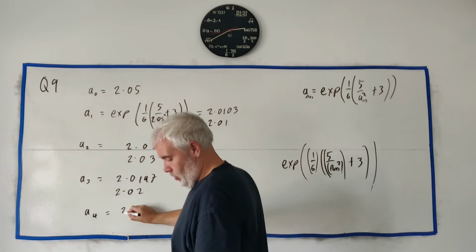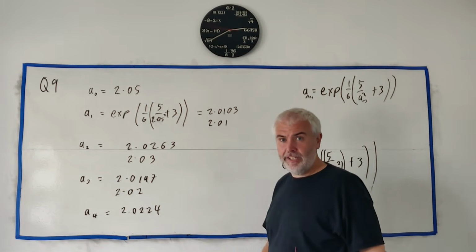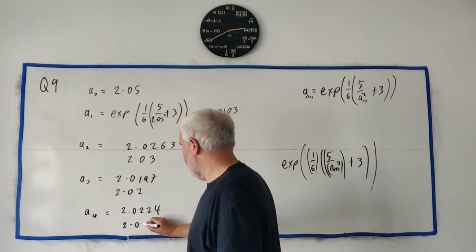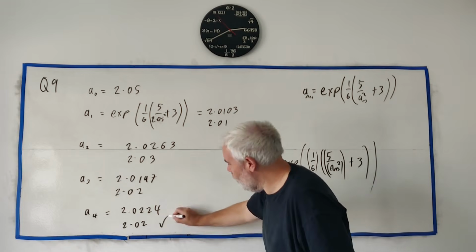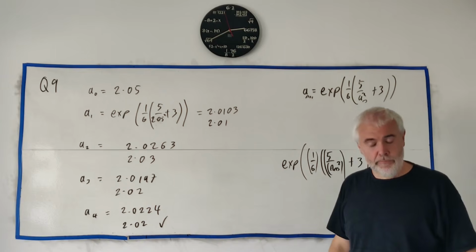A4 is equal to 2.0224. They want to see 4 decimal places to know you're doing it right. To 2 decimal places that is 2.02. They agree. So this is close enough as an answer. 2.02 is a good enough answer for them.